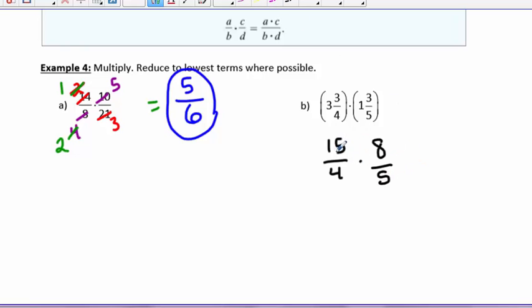When I reduce, I can notice that 5 goes into 15 3 times, and 5 goes into 5 once, 4 goes into 4 once, 4 goes into 8 twice. So we're left with 3 times 2 is 6 over 1. 6 over 1 is improper, so let's rewrite that as 6. 1 goes into 6 6 times.